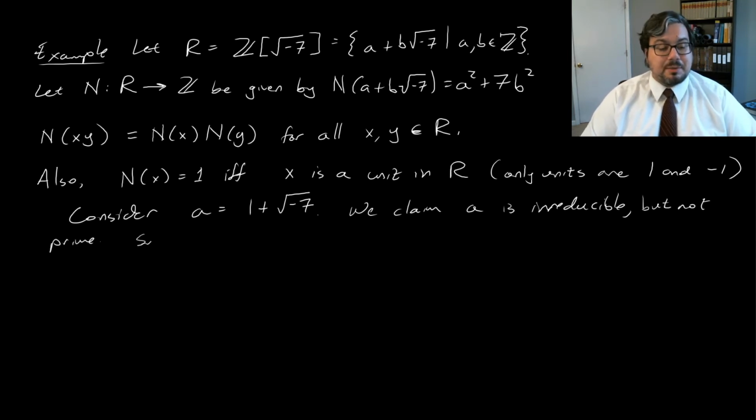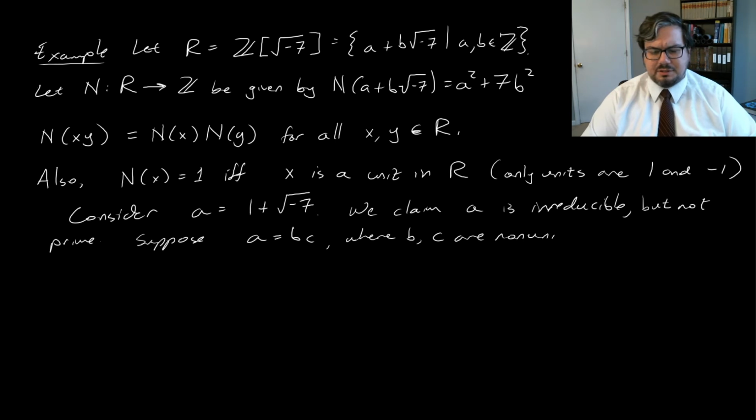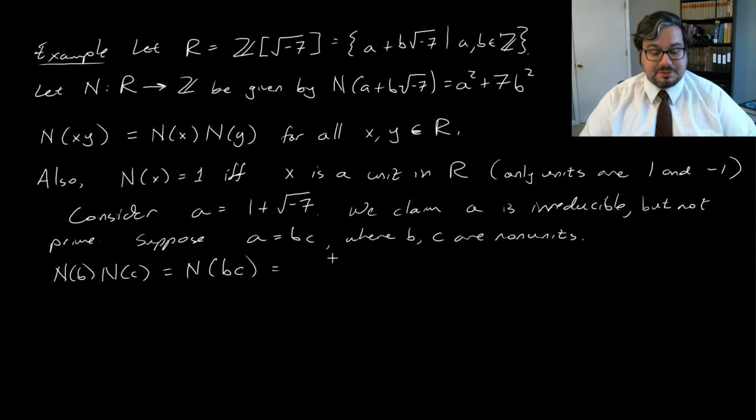So let's suppose that a is equal to b times c, where b and c are non-units. We have then that the norm of b times the norm of c would be equal to the norm of bc. That's this property up here that we noted can be proved for this function, which is the norm of a, and the norm of a is equal to 8.